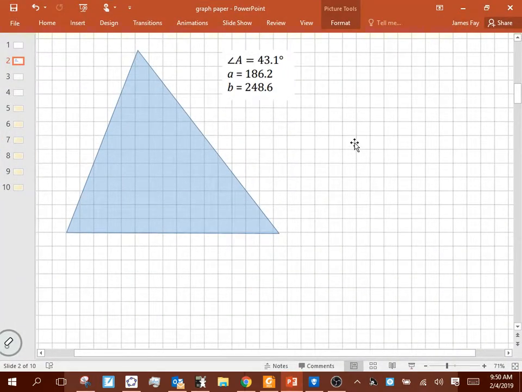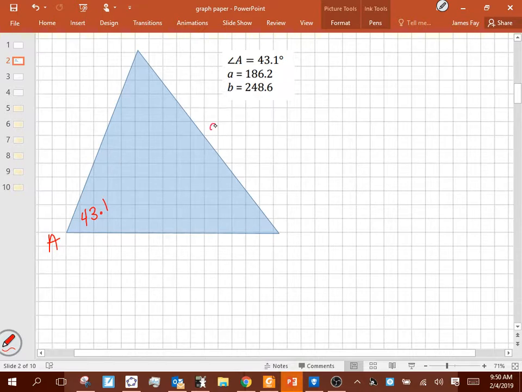All right, so let's say we've got that information. Let's call this angle A, 43.1. Your pictures don't have to be accurate, but don't make them stupid looking. If it's 43.1 degrees, don't make it look like a 110 degree angle, right? Make sense?